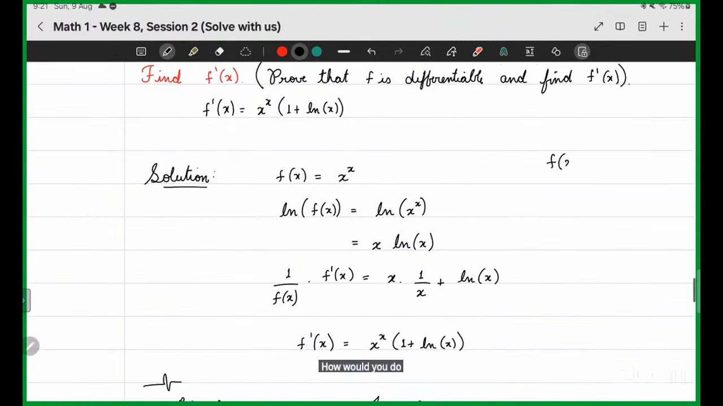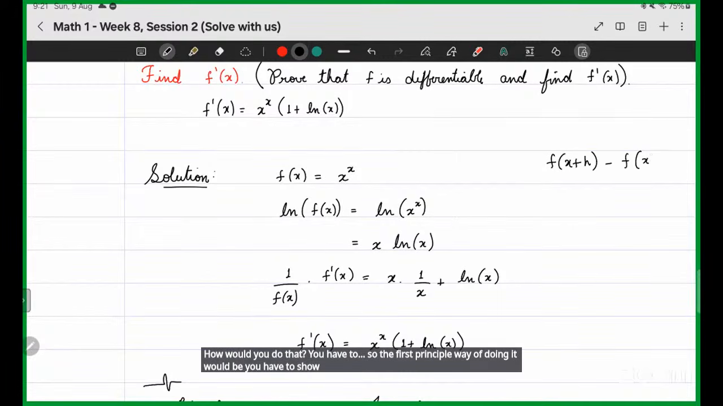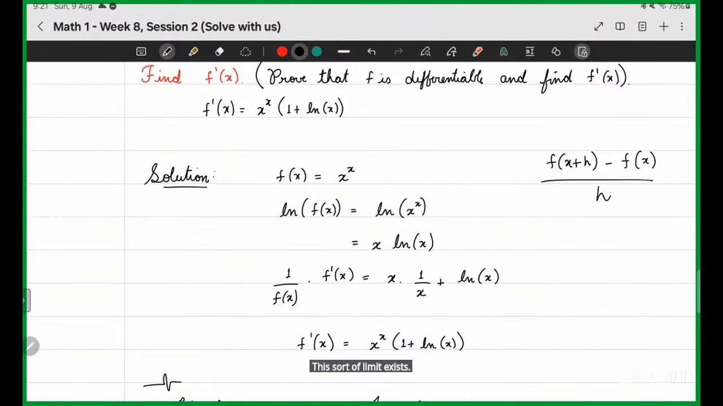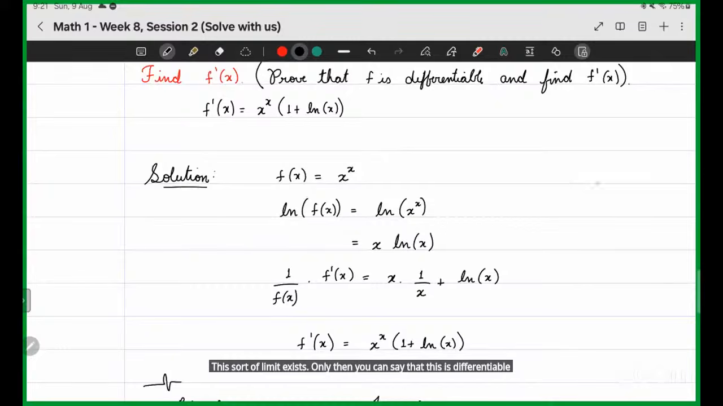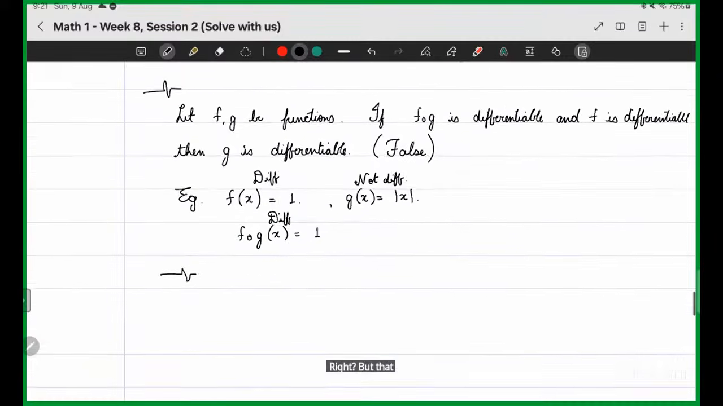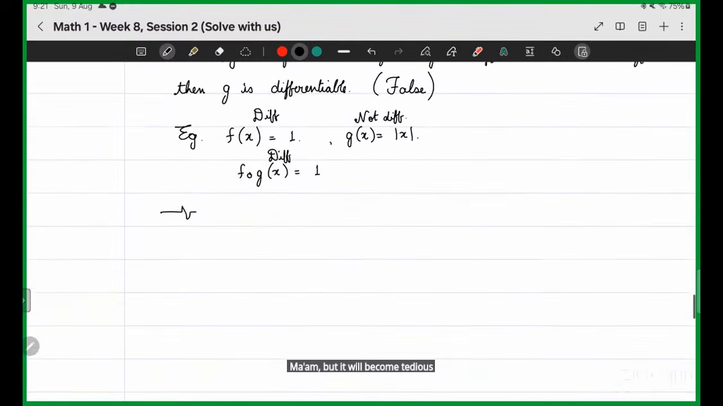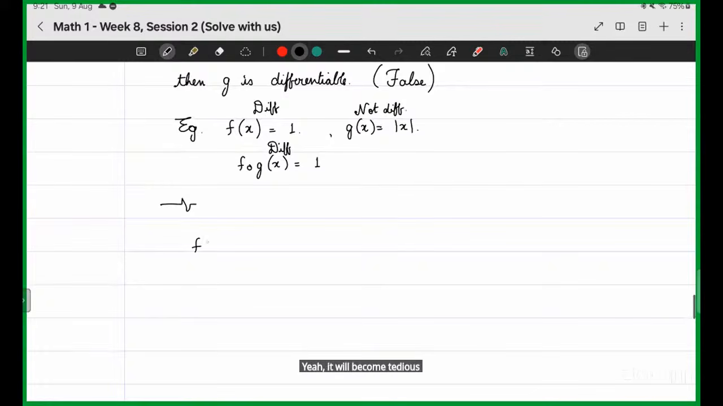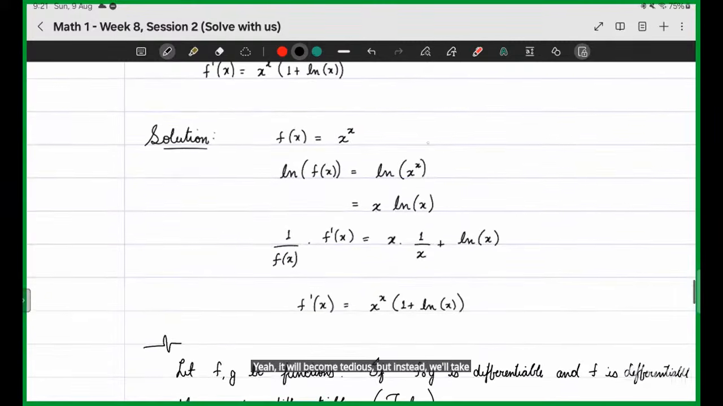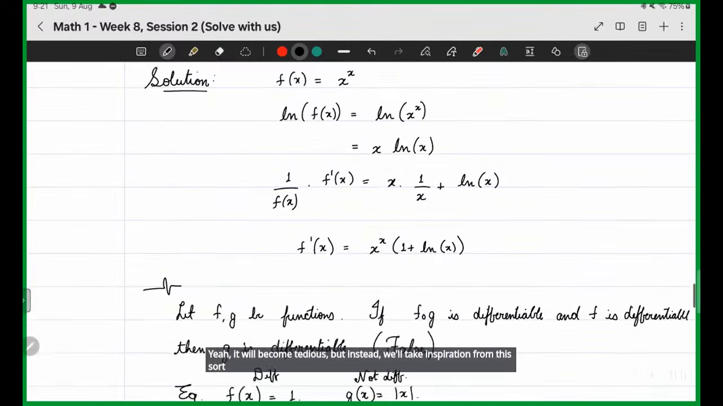So the first principle way of doing it would be you have to show that for every x, this sort of limit exists. Only then you can say that this is differentiable, right? But Sir, that will become a very tedious thing to do. Yeah, it will become tedious, but instead we'll take inspiration from this sort of logarithm argument itself.